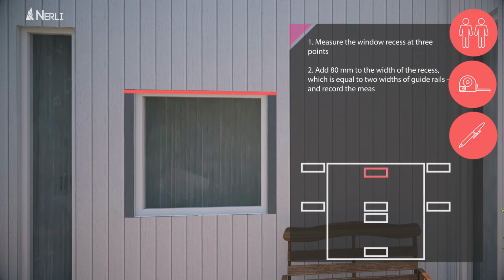At the top, add 80 mm to the width of the recess, which is equal to 2 widths of guide rails, and record the measurement in the measurement sheet.